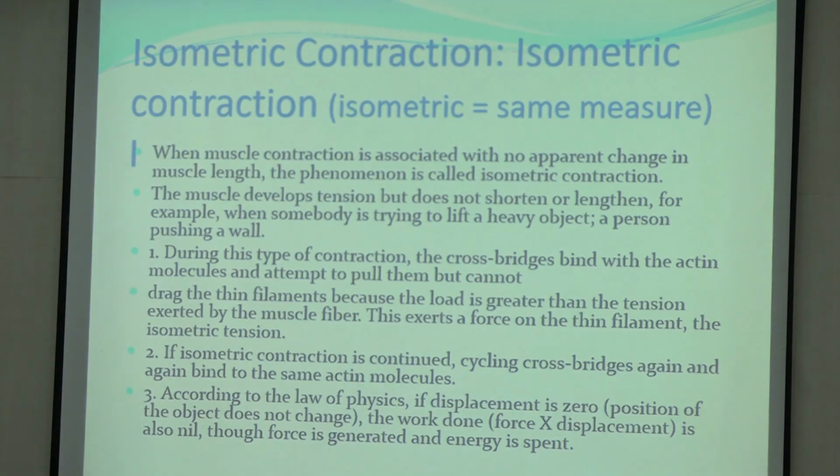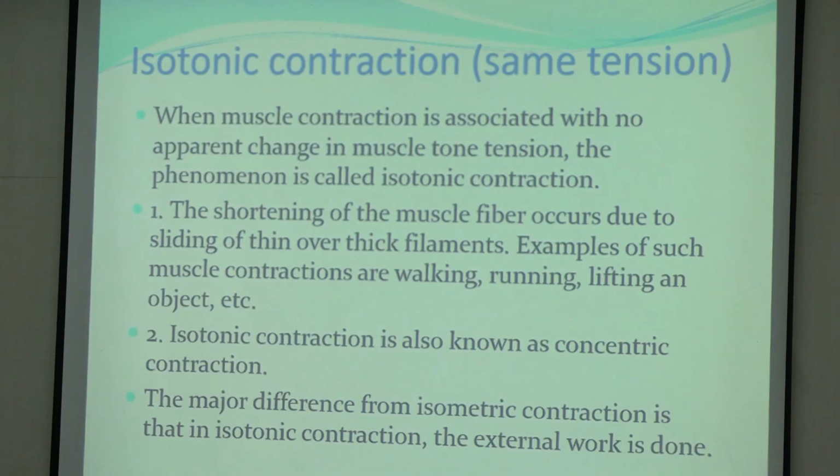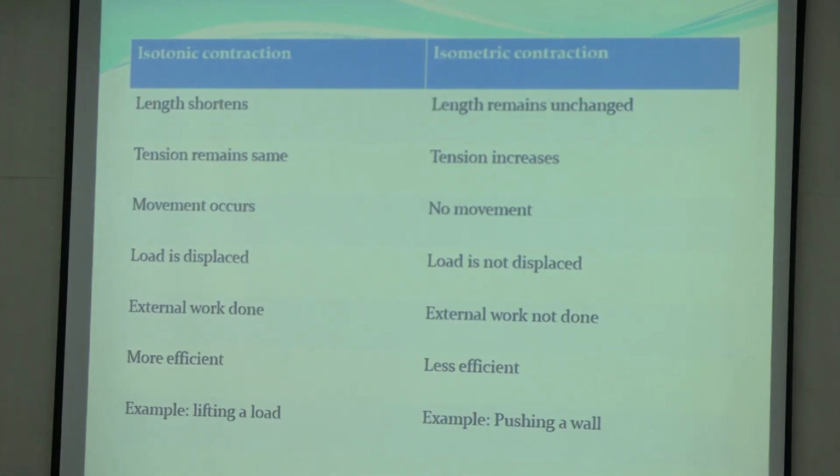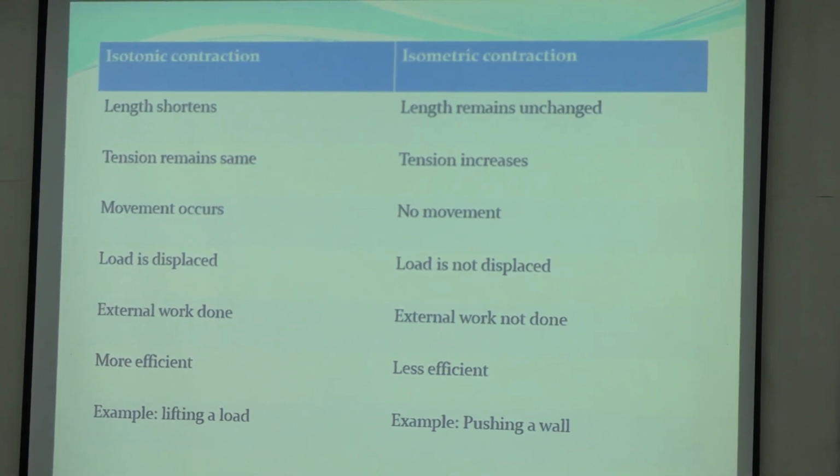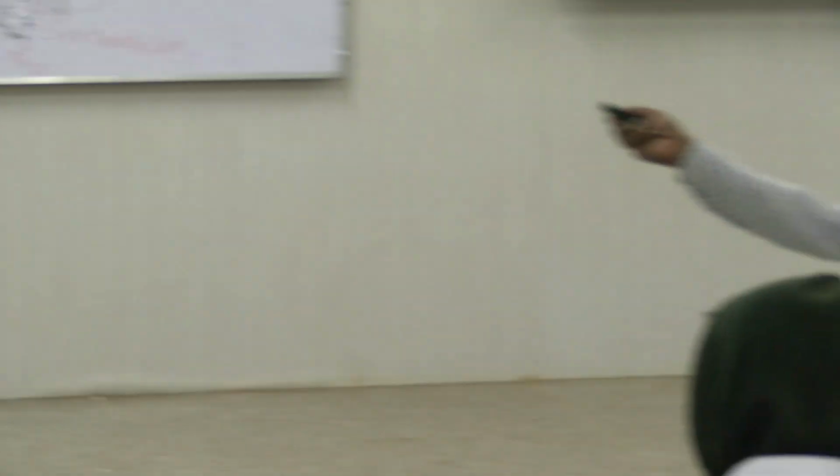So you write it, copy it in your notebook. And isometric, I explained what is isometric. See the difference. Go through it. Length shortens in isotonic, no shortening in isometric. Tension remains the same, but here tension increases. Movement occurs, no movement.